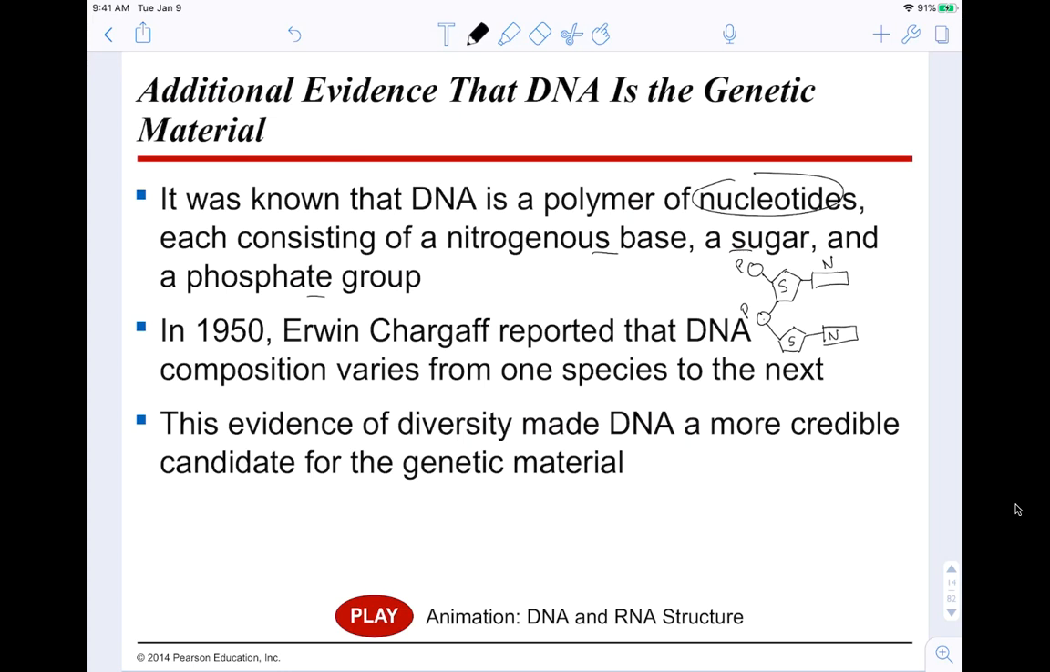So now that we've proven that DNA is in fact the carrier of our genetic material, Chargaff kind of went on to solidify other scientists who were still doubtful. Like, they started buying into the idea a little bit more after his experiments.